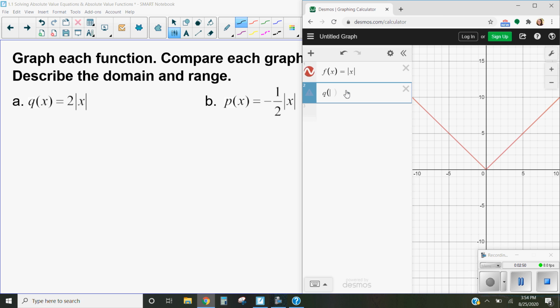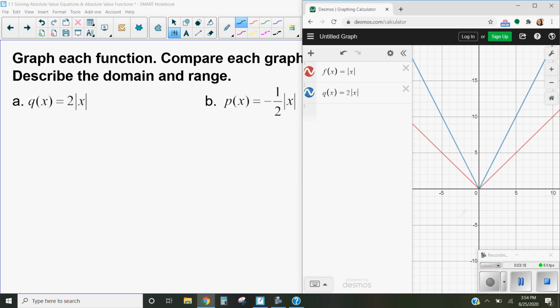Now let's see what happens when we take that absolute value of x and multiply it by 2. Let's not use the same color there. Let's see if it'll give us a new one. Q of x equals 2 times the absolute value of x. Okay, so our new function here is blue compared to our parent function, which is red. The parent function, notice, spreads out more than the new function. So this 2 thins it in.